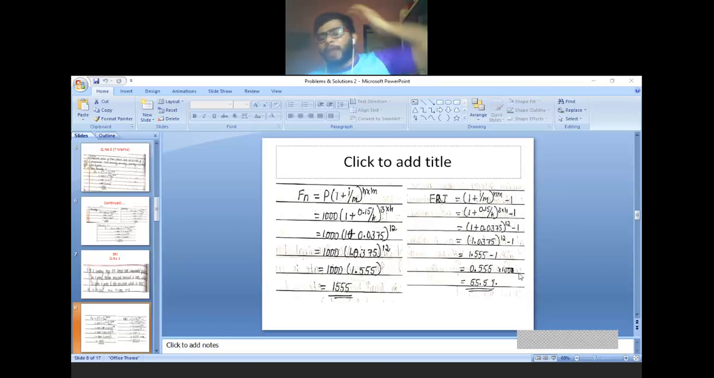Multiply with 100. Why is multiplying with 100 needed? Because it is ERI calculation. ERI is always measured in terms of percentage. Therefore, the final answer is ERI 55.5%.